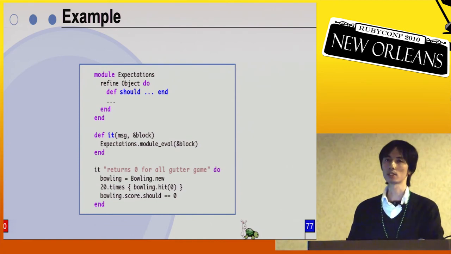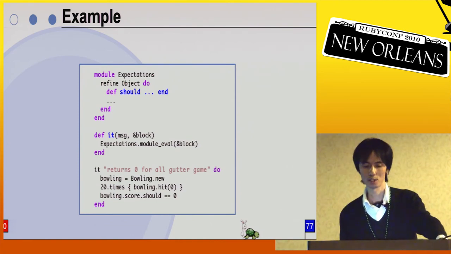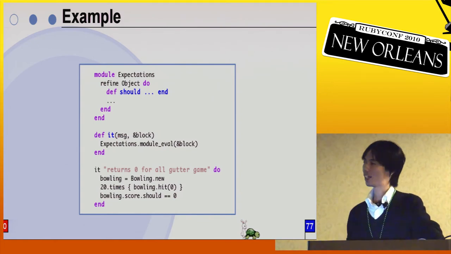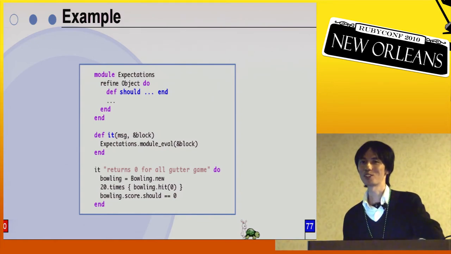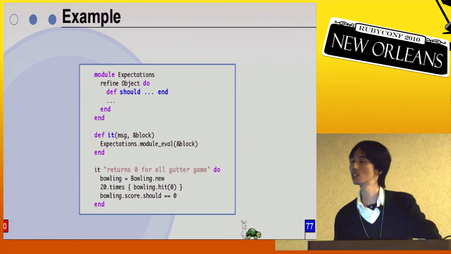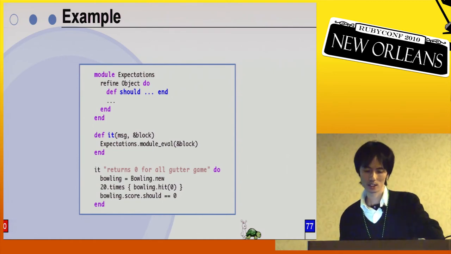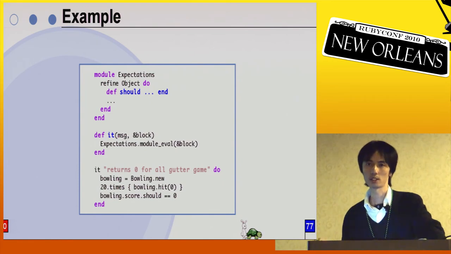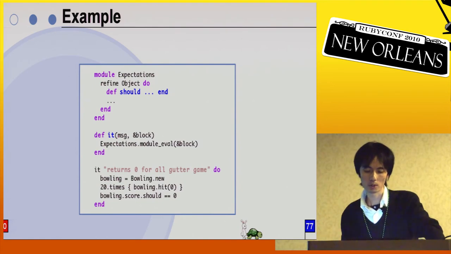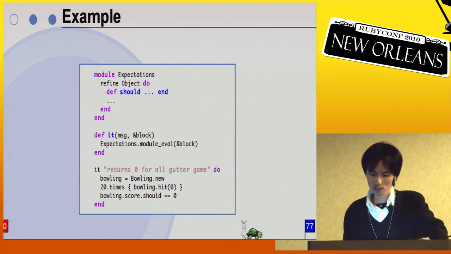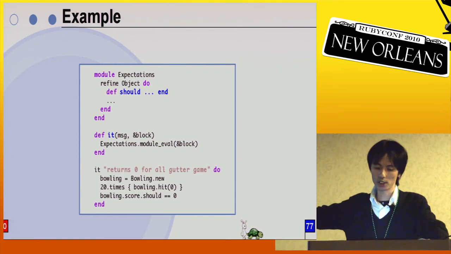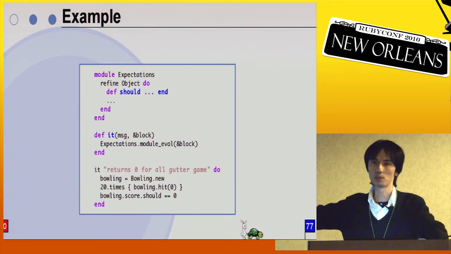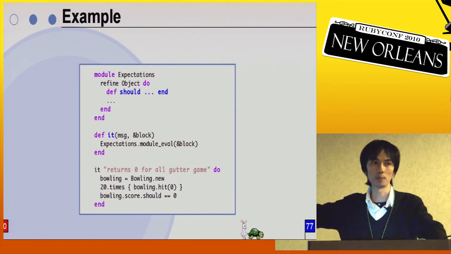This looks like aspect-oriented programming. I don't like aspects because they modify the target code for testing. I think it's better not to do it. So if you use refinements, for example, the method shoot is only available in the block which is passed to the each method.